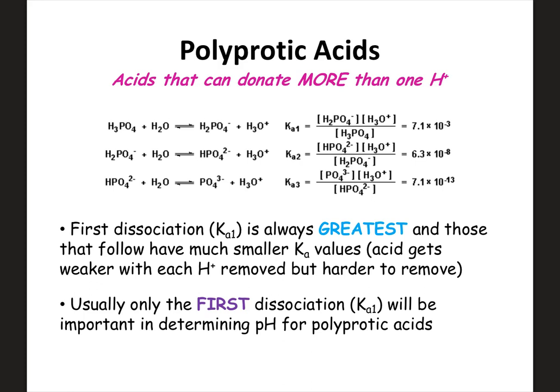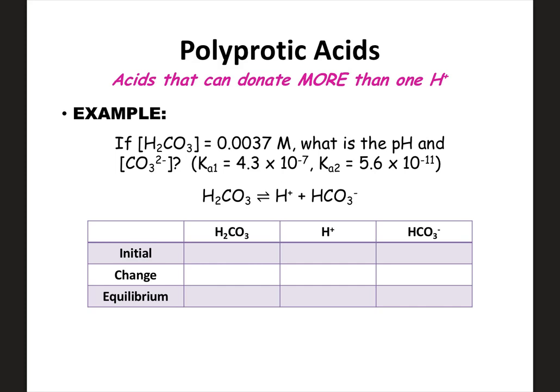So the first dissociation is always going to have the greatest Ka, and only the first dissociation is actually important in determining the pH for polyprotic acids. Obviously, if this Ka is the greatest, this is the one we need to worry about the most when we're determining pH. So you don't have to worry about the Ka2 and the Ka3 in this instance. If you were doing a problem with this, you can just focus on that very first dissociation because that one is the greatest. Let's look at an example here.